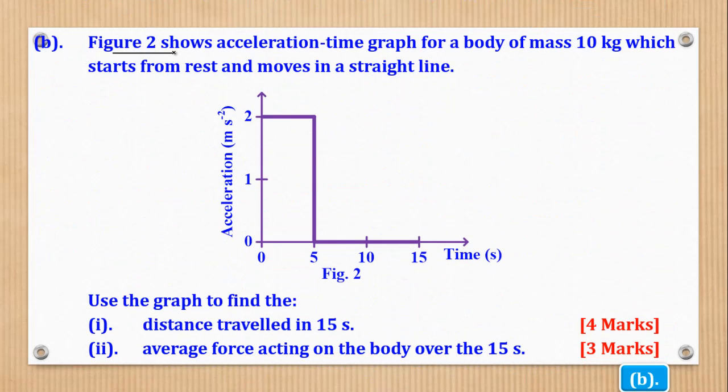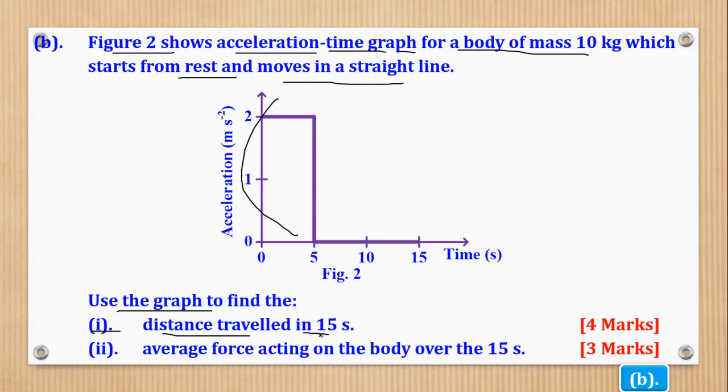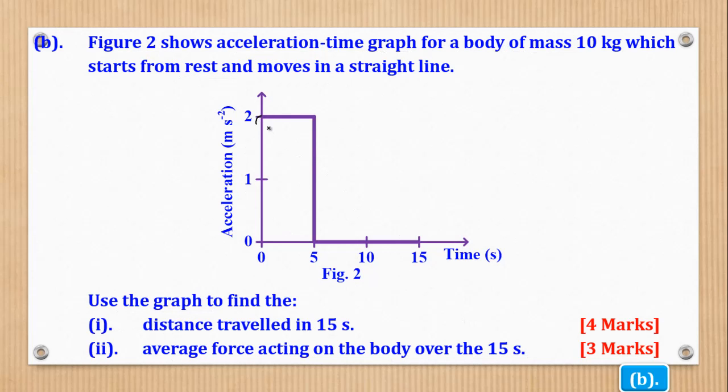Part B says figure 2 shows acceleration time graph for a body of mass 10 kilograms, which starts from rest and moves in a straight line. Use the graph to find Roman 1, the distance traveled in 15 seconds, and Roman 2, the average force acting on the body over 15 seconds. So for the first 5 seconds, acceleration is 2. Then for the next 10 seconds, acceleration is 0. That's what this graph means.